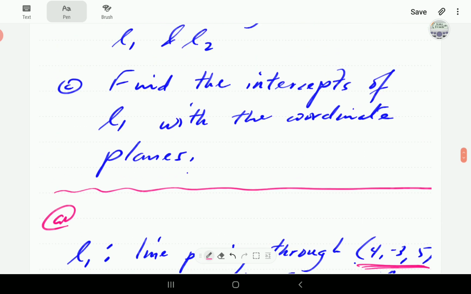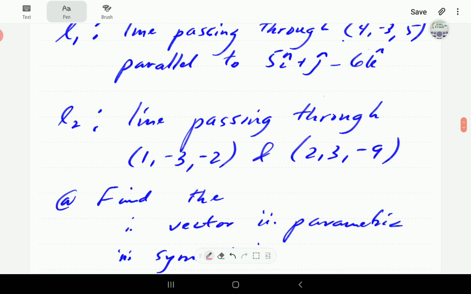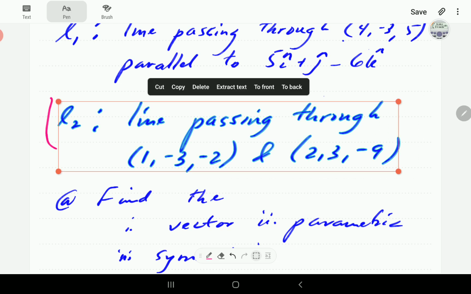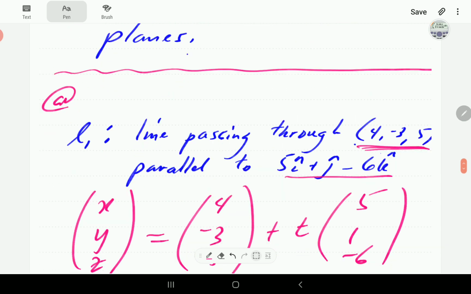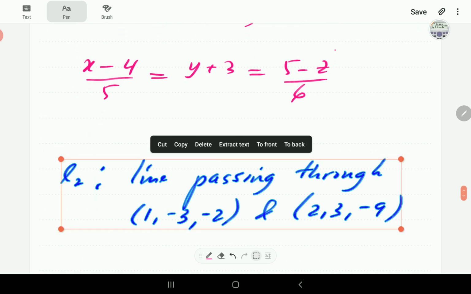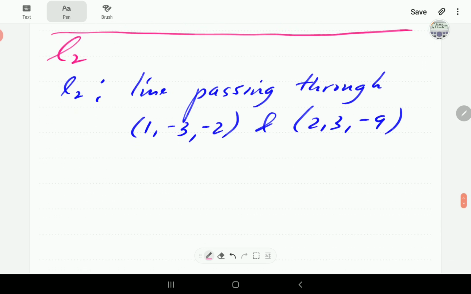Then we want to do the same thing with L2. So L2 is a straight line that passes through 2 points.